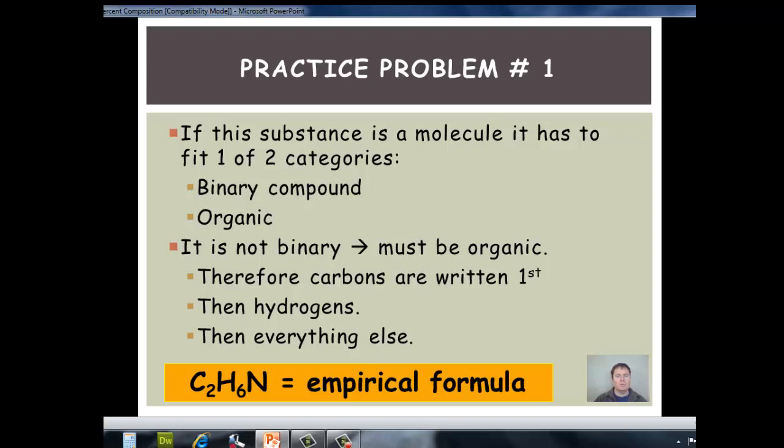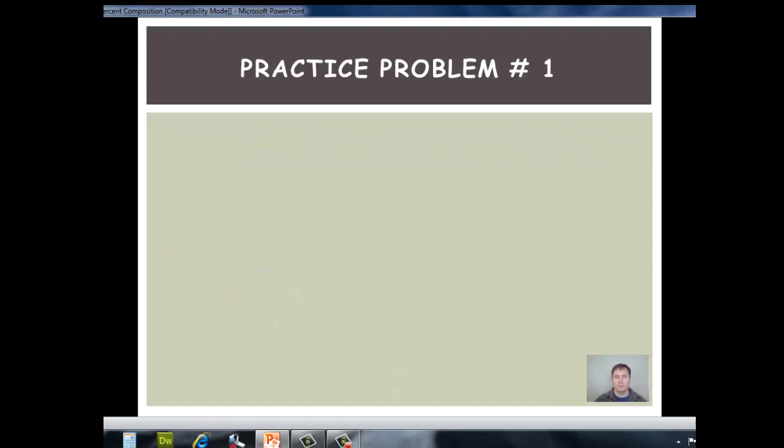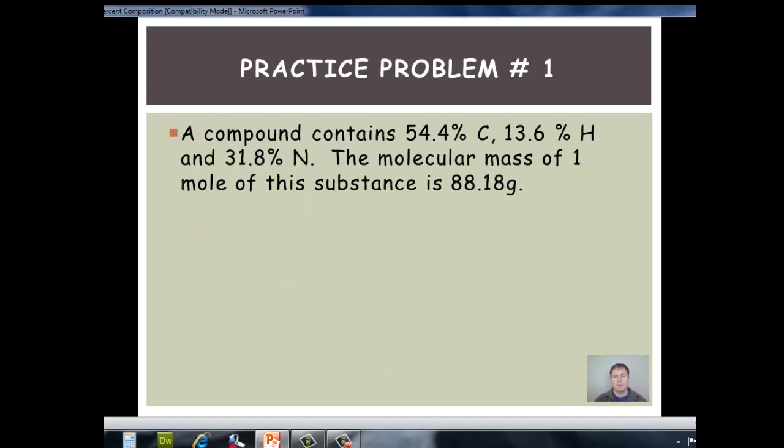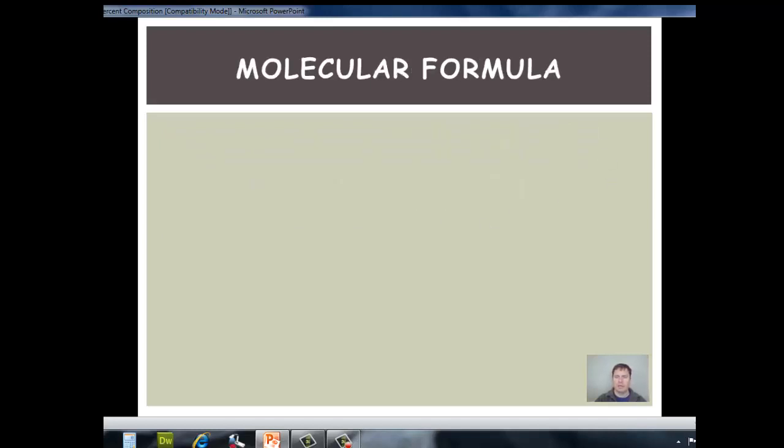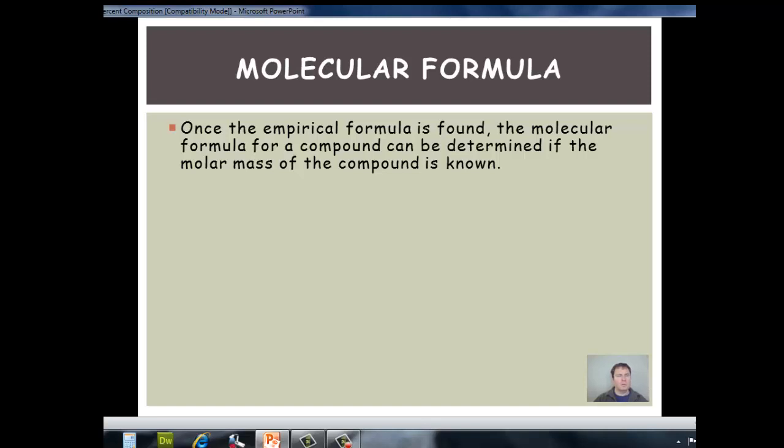Okay, now we need to go to part 2, and that's figuring out the molecular formula. Here was what it says. Now we need to calculate the molecular formula part of this. The second part, this right here. Take in the second part of information they gave us. Once we know the empirical formula, the molecular formula can be determined if the molar mass of the compound is known. Well, they gave us the molar mass of the compound.